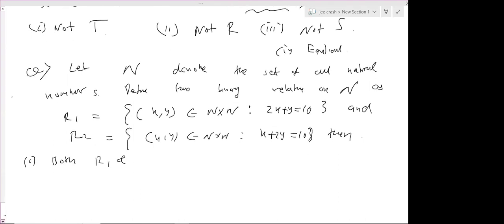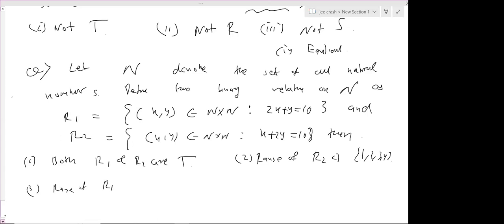Both R1 and R2 are transitive. The range of R2 is {1, 2, 3, 4}. The range of R1 is {2, 4, 8}. Both R1 and R2 are symmetric. 2 minutes for this.